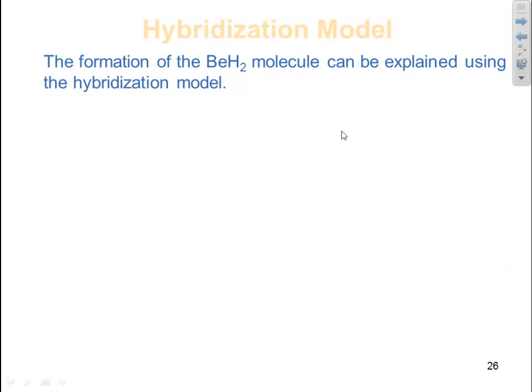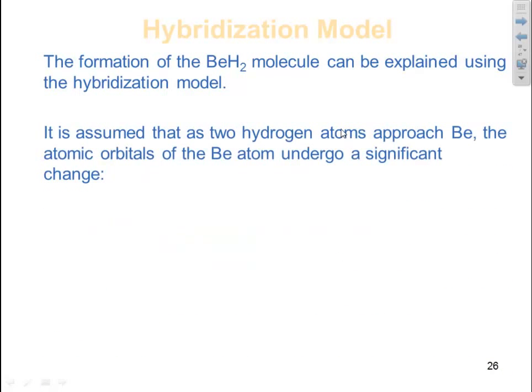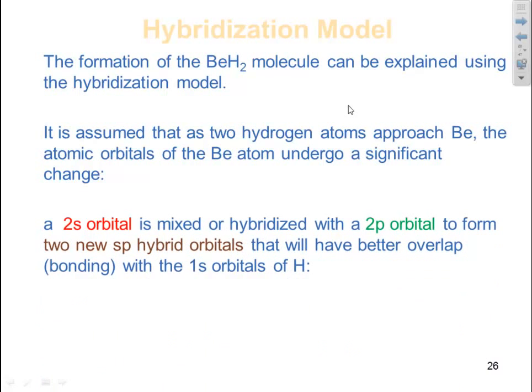The formation of the beryllium hydride molecule can be explained using the hybridization model. It is assumed that as two hydrogen atoms approach beryllium, the atomic orbitals of the beryllium atom undergo a significant change. A 2s orbital is mixed, or hybridized, with a 2p orbital to form two new sp hybrid orbitals that will have better overlap, meaning bonding, with the 1s orbital of the hydrogen.